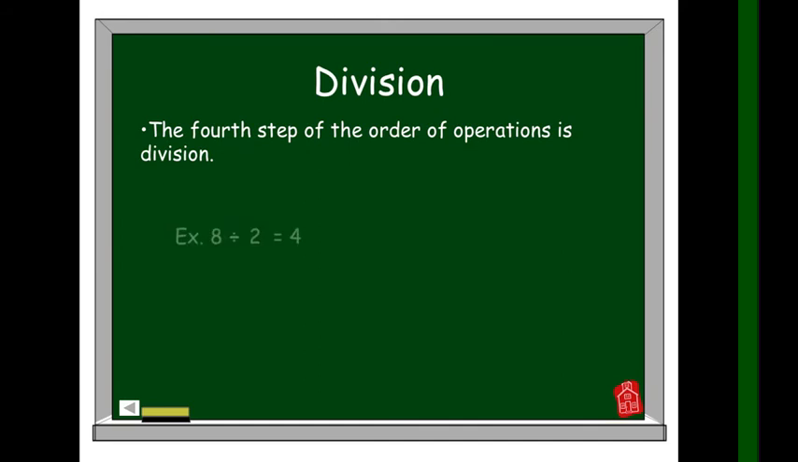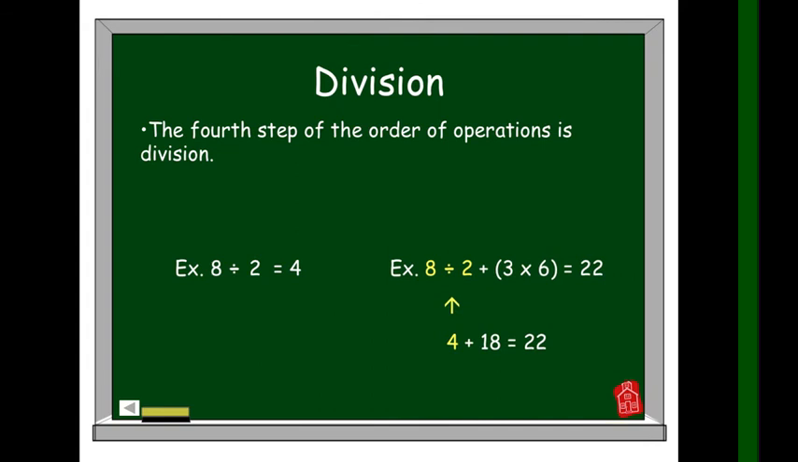For the division, halimbawa, 8 divided by 2 is 4. Another example, 8 divided by 2 is 4. Pero, ito yung inuna natin to. So, 3 times 6 is 18. Then, 8 divided by 2 is 4. Then, doon pa lang sila pwedeng pag-add. Okay? Kasi nga, last step ang addition tsaka subtraction. So, 4 plus 18 is 22.